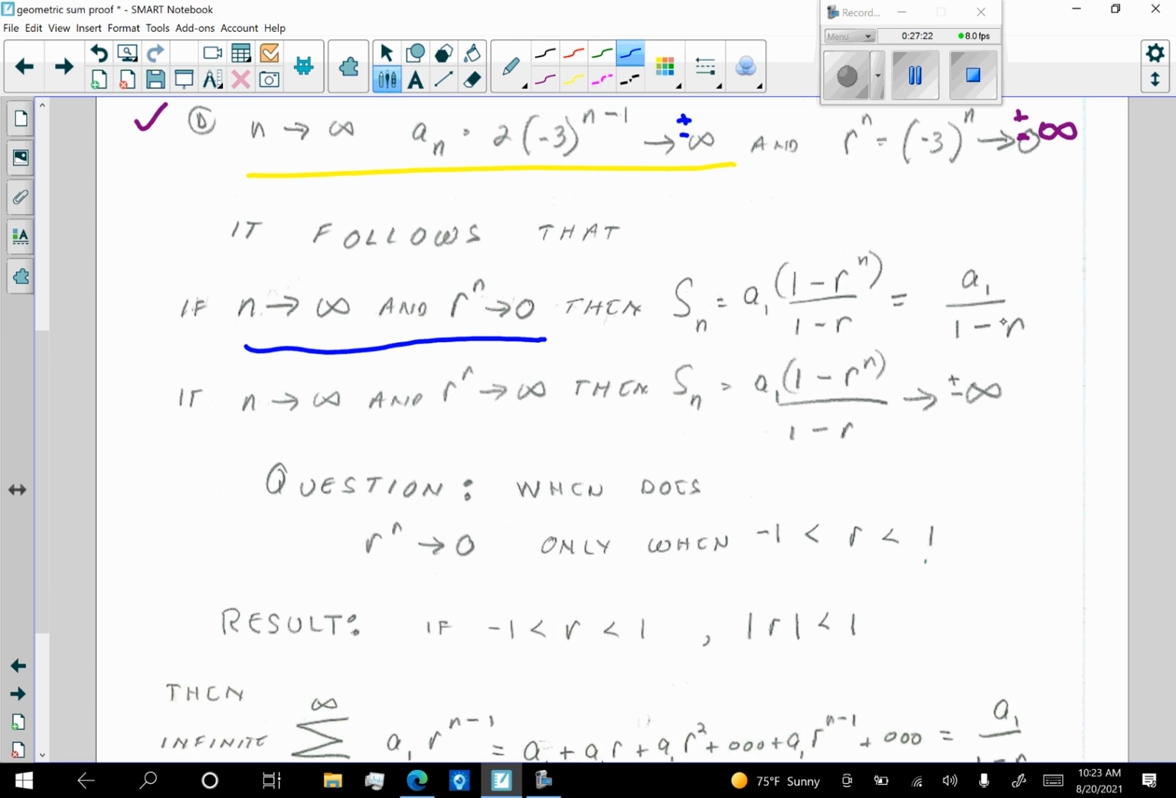This is going to be a little bit easier for Carter and Taylor because they've had a formal discussion of limits. But check this out. Think about what we did in Calc. If n goes to infinity and r to the n goes to 0, we did that a lot with rational functions. This guy here is 0 as n goes to infinity. What's left? The only thing left on top is a sub 1, over 1 minus r.